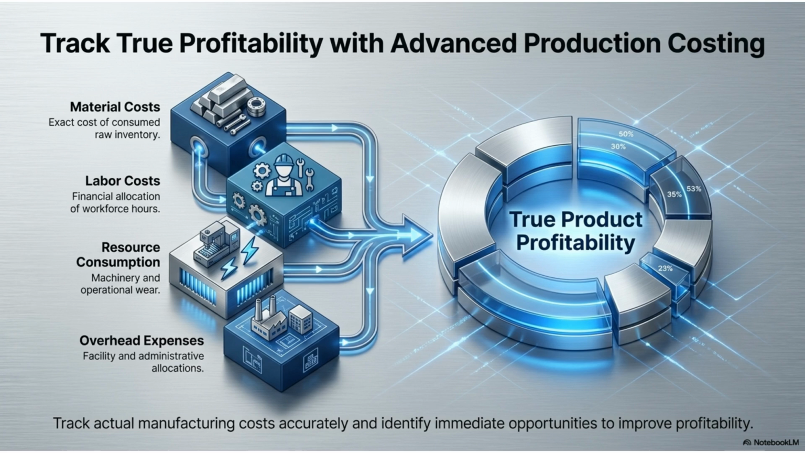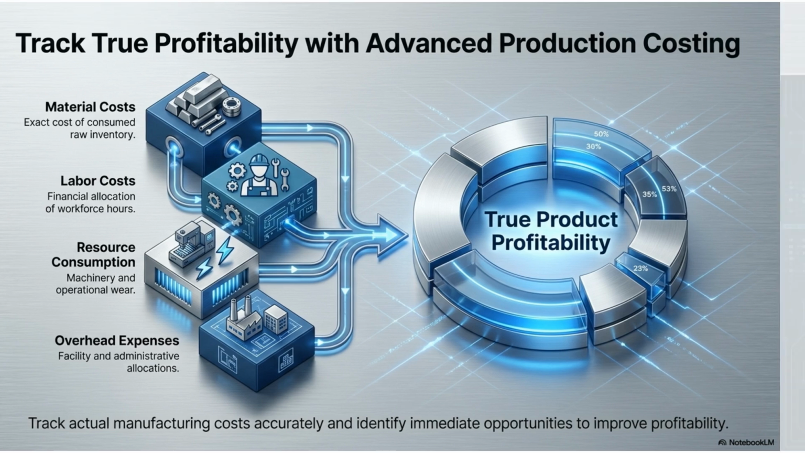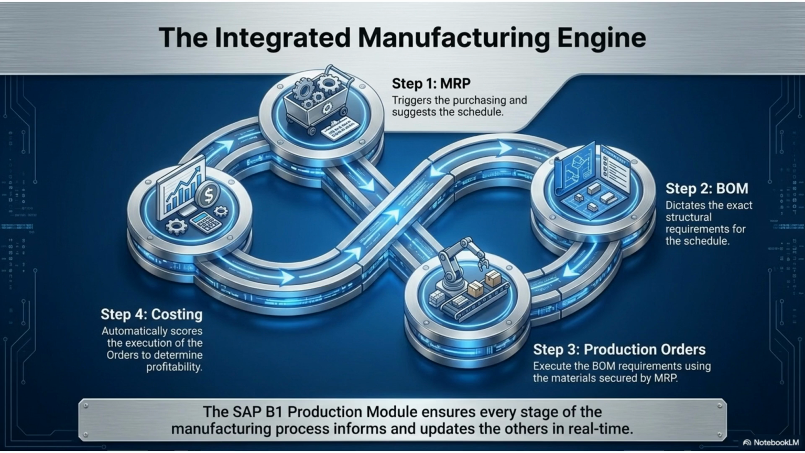By accurately calculating material, labor, resource consumption, and overhead expenses, you can identify immediate opportunities to improve profitability. The integrated manufacturing engine ensures every stage informs and updates the others in real time, starting with MRP, flowing to the BOM, executing production orders, and completing with costing to determine profitability.